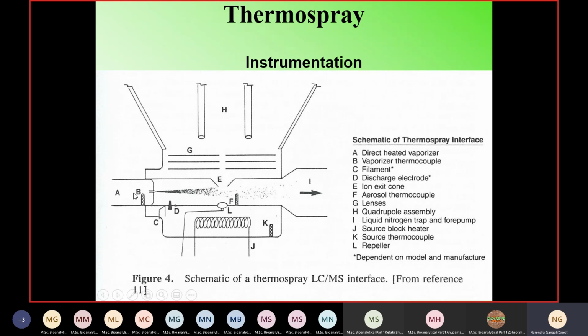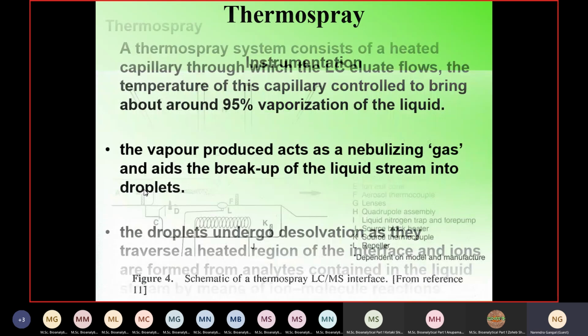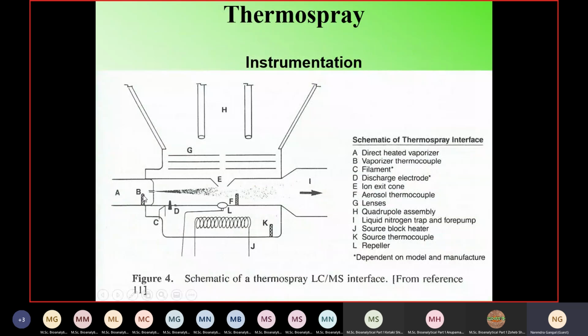So at this cursor portion here, my material is coming from a liquid chromatograph. First it is getting heated up. Then there is a formation of the droplets. Then there is a filament which is charging my droplets. After that, there is a desolvation. In this portion, there is a desolvation of my droplets. So desolvation means solvent molecules are removed, and only the solute which is coming out from here remains there. So these are the charged ones.